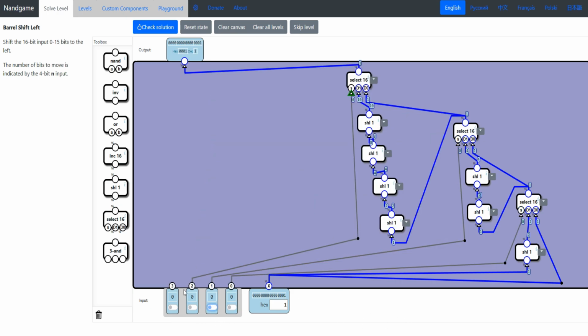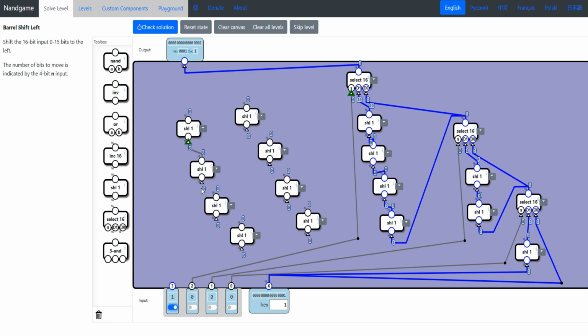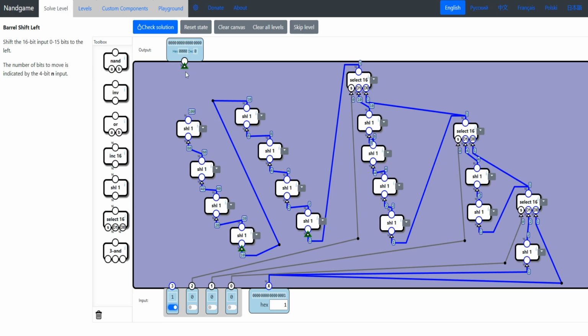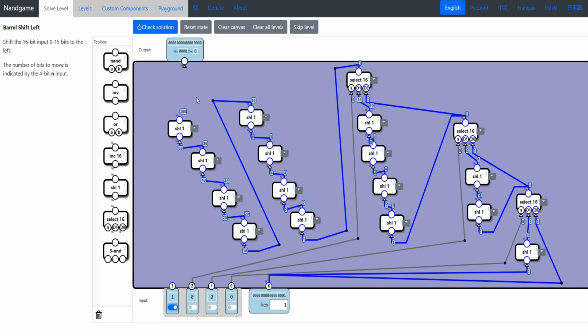All right, and I'm making more room because 1000 in decimal, this binary number is 8. So we're gonna need 8 shift lefts. Okay, and we're gonna daisy chain them together just like we did with the previous ones. And that looks okay, I think. It's not too messy. And into our first shift lefter here is gonna be the output from our last select 16, which we can also disconnect from the main output right here.